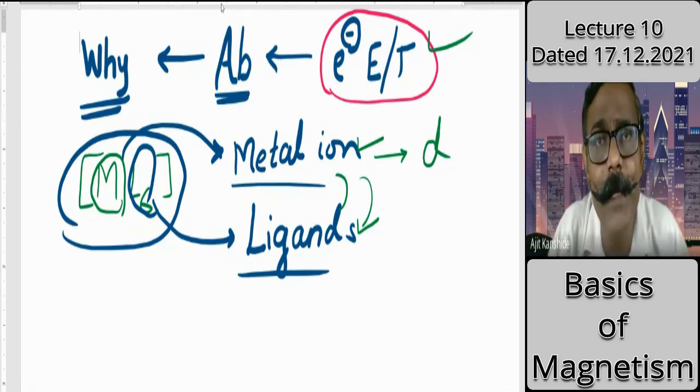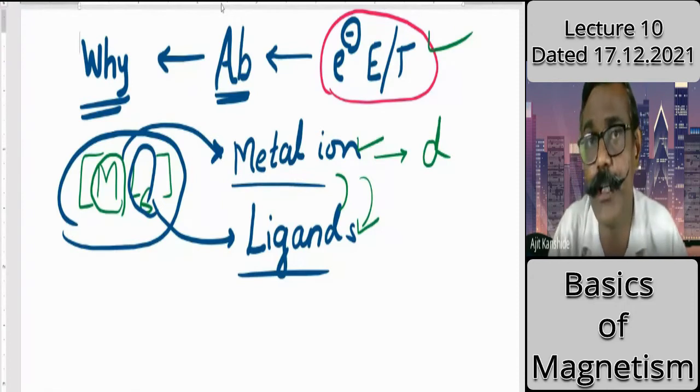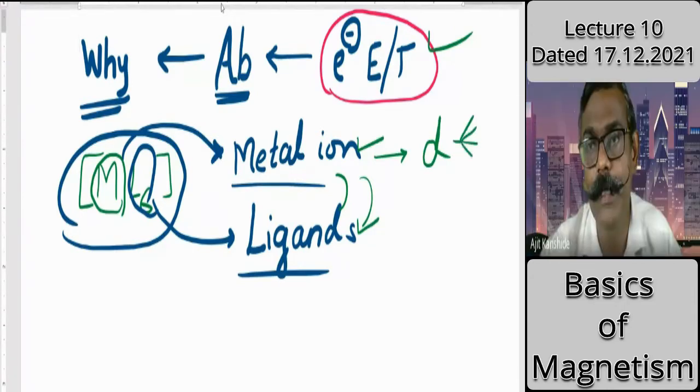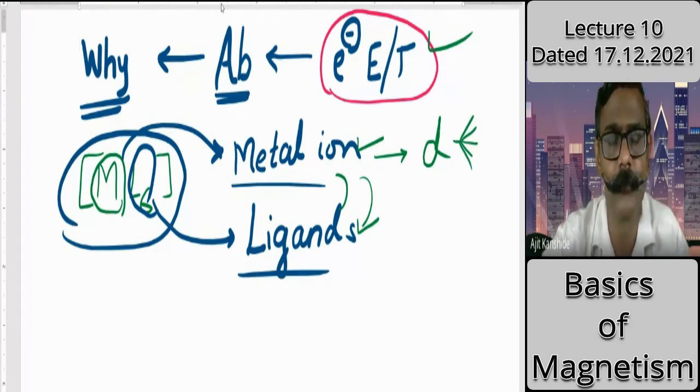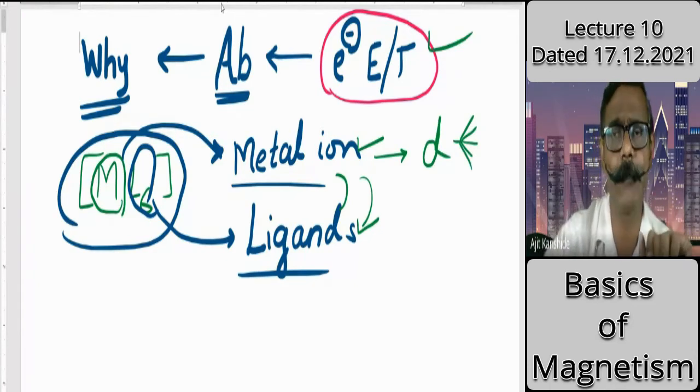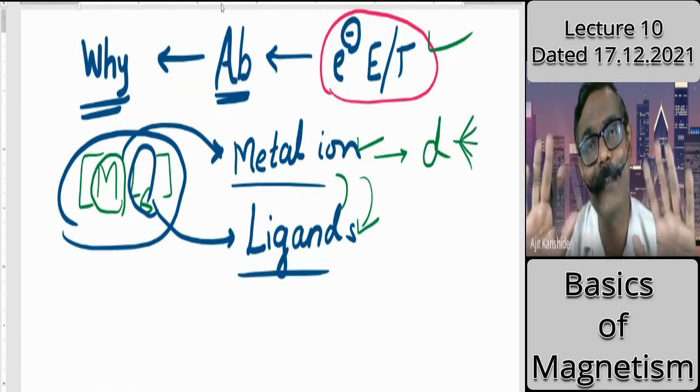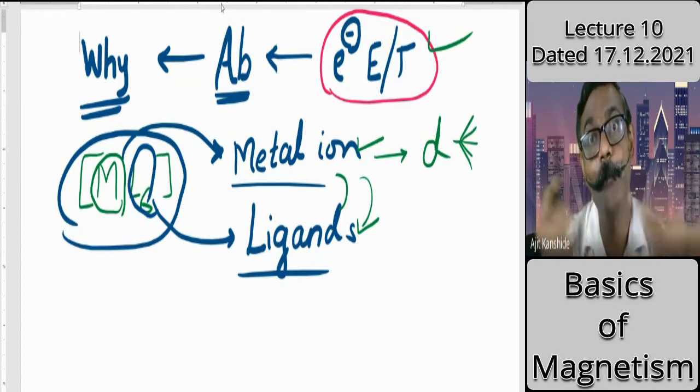How many d orbitals do remain? D is a sublevel, a subshell. Total how many are there? Five. Yes, five d orbitals remain. And from our basic concept, all five are of the same energy. If they are of the same energy, then where will they excite?